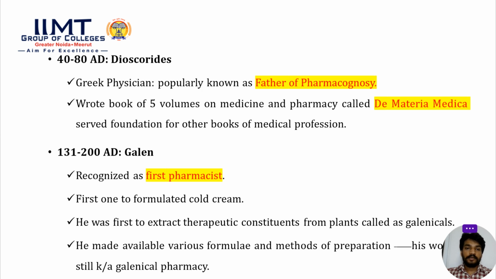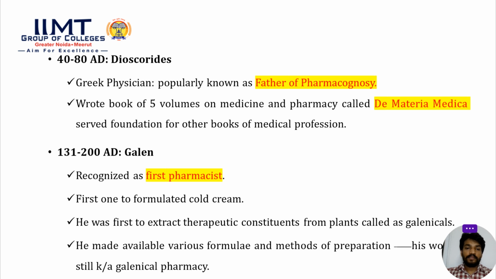The next person, within the time period of 40 to 88, is Dioscorides. He was a Greek physician and was popularly known as the father of pharmacology because he wrote 5 volumes on medicine and pharmacy called De Materia Medica, which served as the foundation for other books in the medical profession.